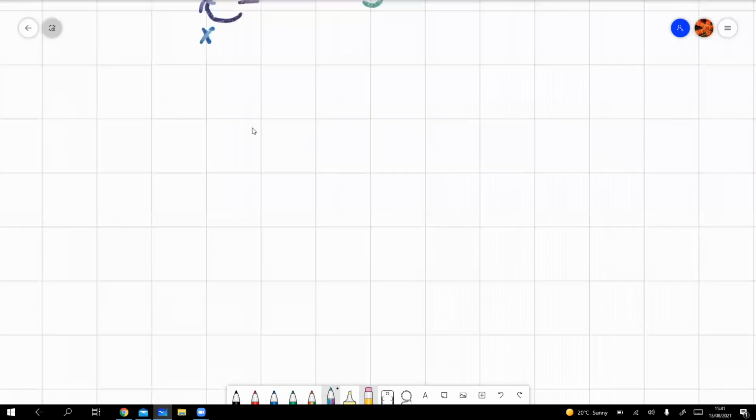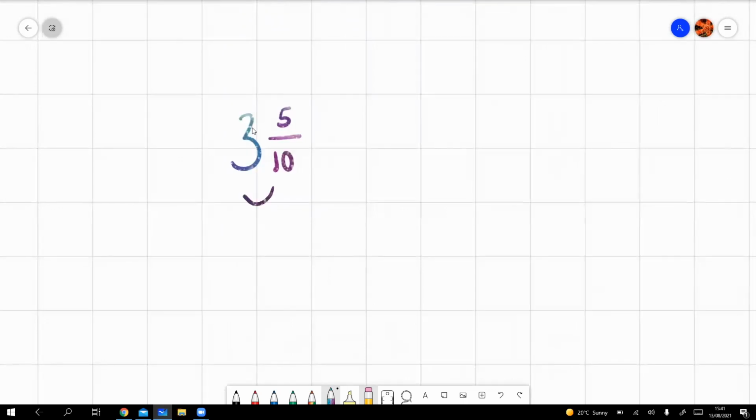Have a look at another one. 3 5/10. Okay, so again, you times the denominator by the big number, and then you add the numerator on top. So 10 times 3 is 30. Add 5 is 35/10. Okay.